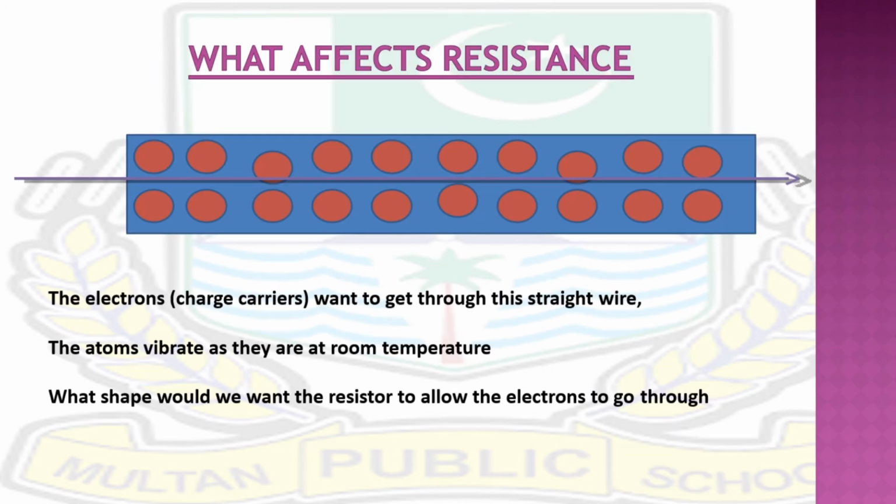Now, what are the effects of resistance? The electrons, that is, charge carriers, want to get through this straight wire. The atoms vibrate as they are at room temperature. So what shape would we want the resistor to be to allow the electrons to go through?